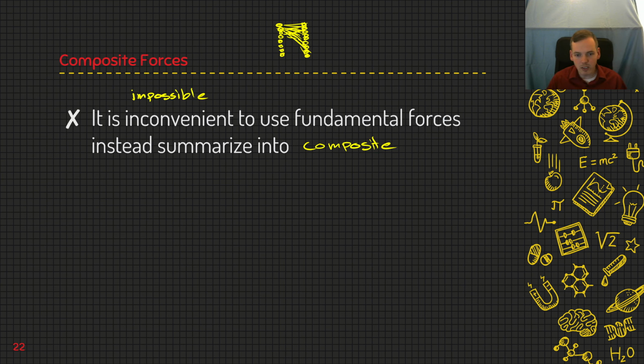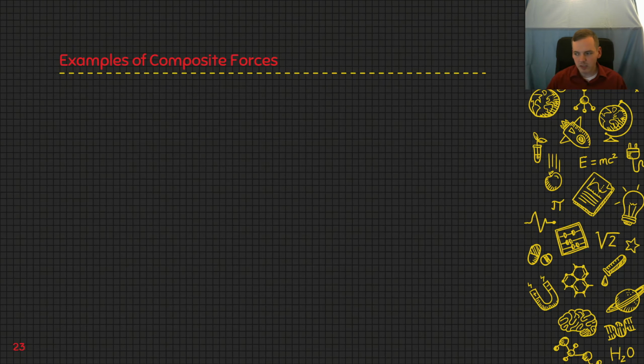So instead, we look at these composite forces, which are approximations that we use that describe a certain situation and the force that we see as a result of all of these electromagnetic forces combined. So let's look at some examples.